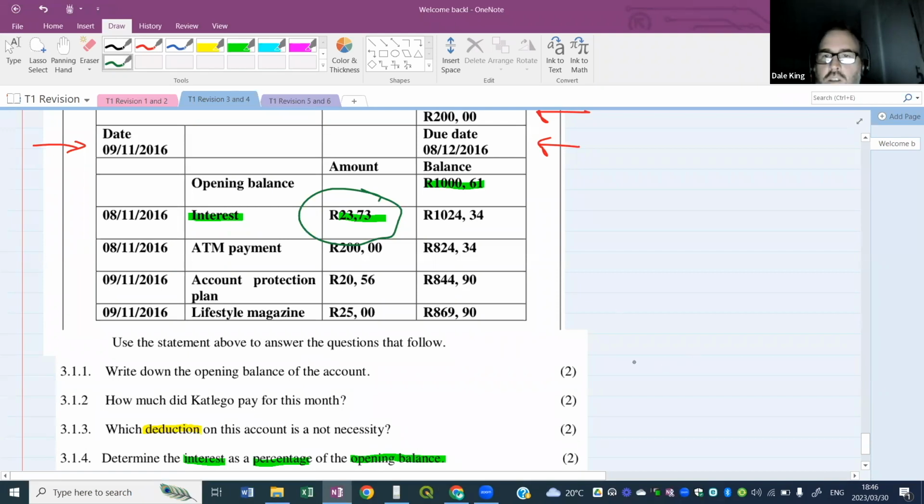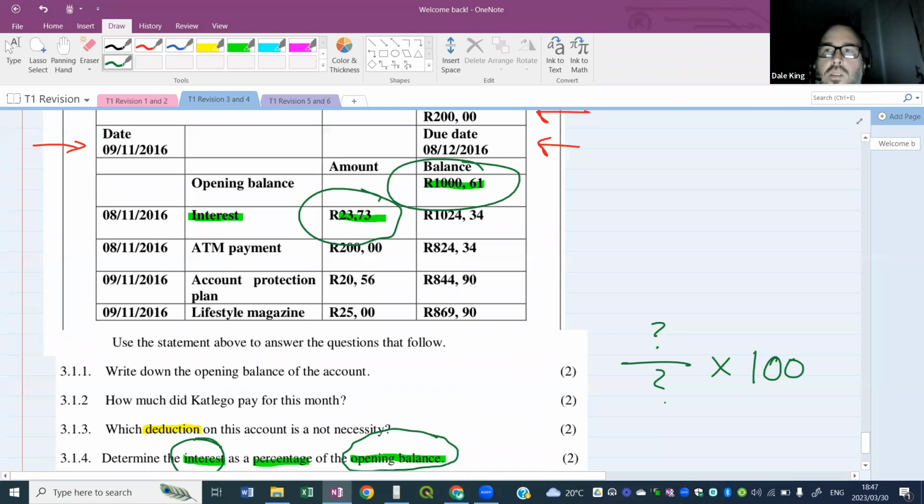Now, as a percentage, you know we're going to have a fraction. We're going to need something at the top, something at the bottom, and then we multiply by 100. For a percentage, what do we multiply by? 100. Okay, so we need a value at the top of the fraction and a value at the bottom. When they say determine the interest, that's the 23 Rand 73. And what must be at the bottom? Well, they say as a percentage of the opening balance. Now, where is that opening balance value? There it is there.